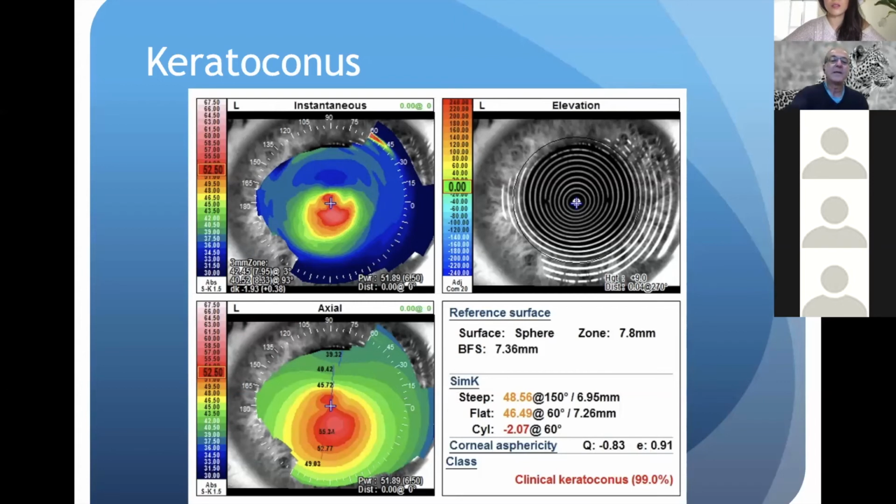For the instantaneous, it tells us where the center of the cone is. It's the axial where you're looking at the curvature values, and you're looking for what that cornea is doing from a refractive point of view. So the instantaneous is to help you hone in on where the pathology is. The axial shows what the cornea is doing from a curvature point of view or from a refraction point of view.